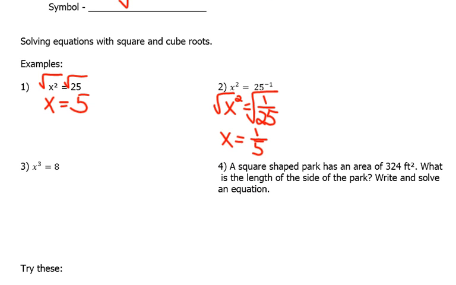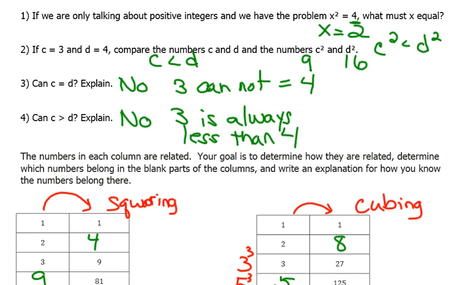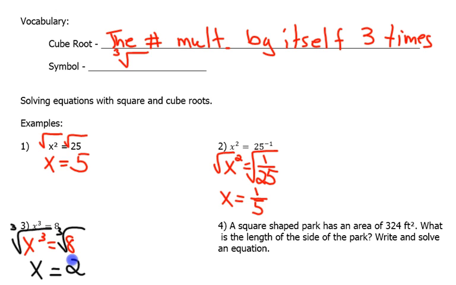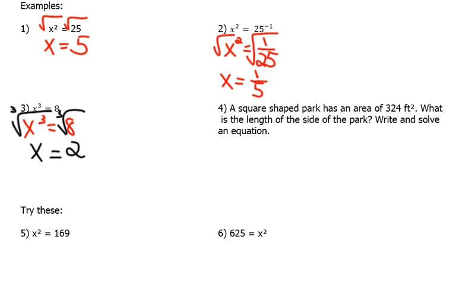Here's an example of my cubed root. I'm going to rewrite it just so that I can fit my symbols in. I need to take the cubed root of each side. Cubing and cube root cancel each other out. And I'm asking, what times itself 3 times gives me 8? If you go back to the little chart we had filled in, that number would be 2. You can do that on your calculators, right? 2 times 2 times 2 gives me 8.